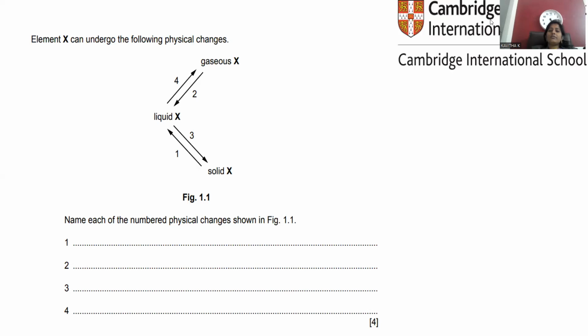Question number 2 is collected from Cambridge Assessment International Education. From this, the question was taken: element X can undergo the following physical changes. These are the changes you can notice. Solid can be converted into a liquid one, liquid can be converted into a gaseous one. So if this is the case, then name each of the numbered physical changes that are possible.